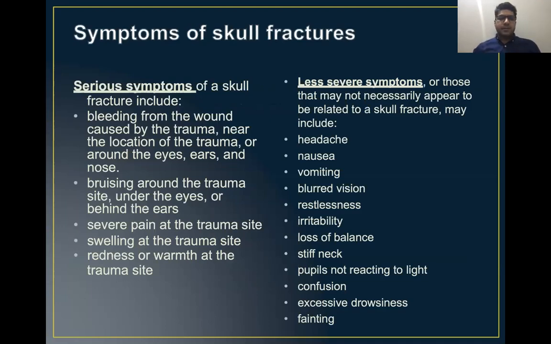Coming to the symptoms of skull fracture, there can be bleeding from the wound caused by the trauma, or there can be bruising around the trauma site, just around the ears and behind the eyes, as we have already seen, raccoon eyes. Apart from that, a base of skull fracture can also lead to mastoid bruising, which is called Battle sign. There can be severe pain and swelling and redness around the trauma site.